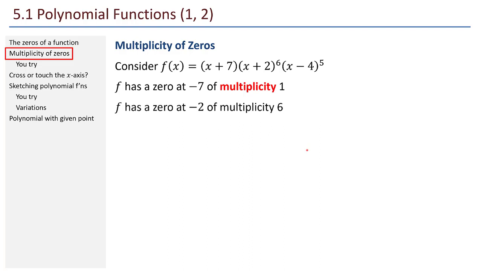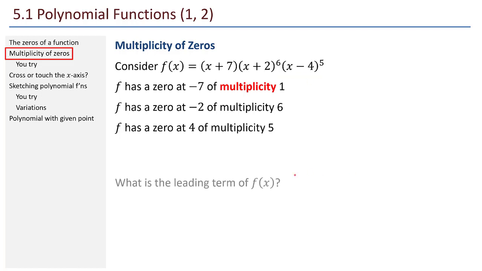F also has a 0 at negative 2. If I plug in negative 2, the value of the whole thing goes to 0. But that negative 2, I say, has a multiplicity of 6. It's because this factor, x plus 2, appears 6 times. It's almost like the 0 of negative 2 appears 6 times on top of itself. And then lastly, f has a 0 at 4, and we say that that 0 has multiplicity 5, because the factor x minus 4 appears 5 times.